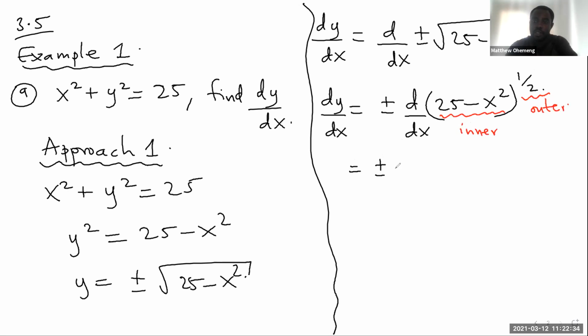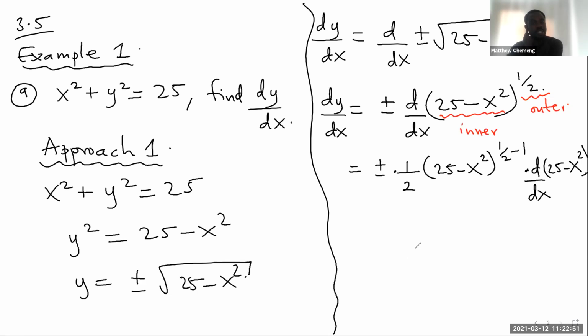Differentiate the outer function. So the derivative of the outer function will be: bring the half in front, plug in the inner function, subtract 1 from the power because it's a power rule, and then times the derivative of the inner function. So that's 25 minus s squared. Right? Please, are you okay up to this point? Any questions on anything?